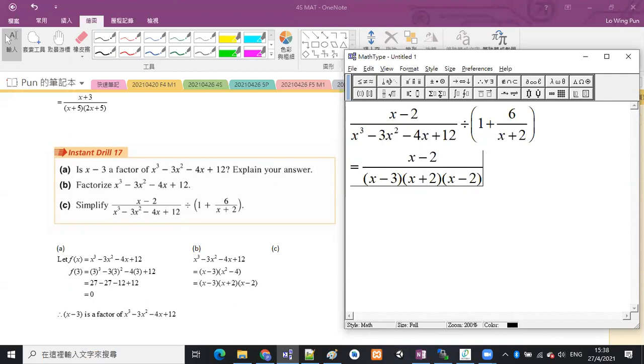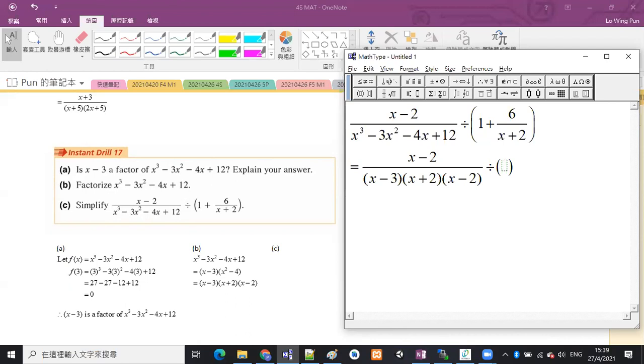And then divided by this. Don't change the divide sign to times the reciprocal yet, because the second part is not a single fraction. We have to add the 1 and the 6 over x plus 2 together to form one single fraction, and only then can we change the divide to times the reciprocal of the fraction. So we need to add the 1 with the fraction together to form one single fraction before we change the divide to be times the reciprocal.